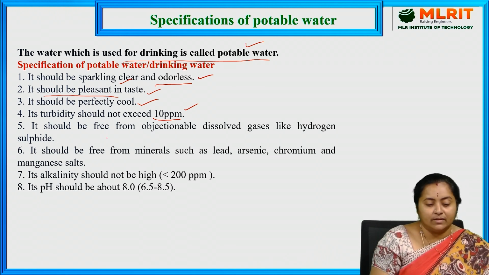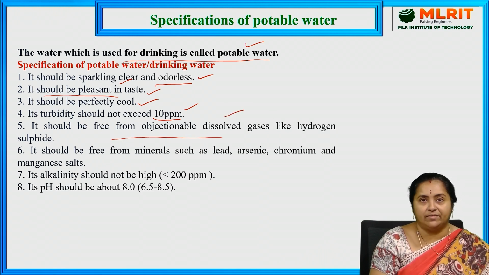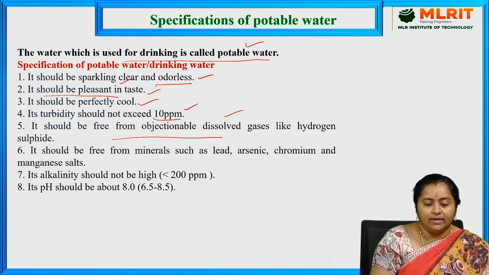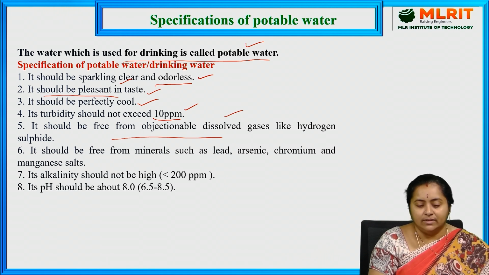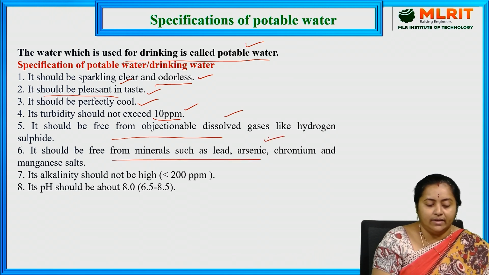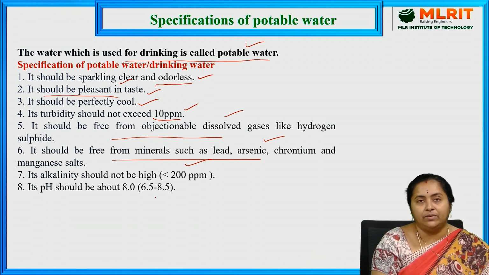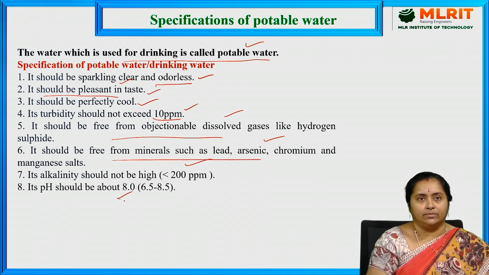That potable water should be free from any kind of dissolved gases like hydrogen sulfide H2S and CO2. And it should be free from minerals like lead, arsenic, chromium, and manganese salts. These come under heavy metals also, so water should be free from these kinds of metals. Alkalinity should not be high, which means it should always be less than 200 ppm. Its pH should actually be neutral, but some relaxation is given. A range of 6.5 to 8.5 can be acceptable. Sometimes it will be 6.5 to 8 also.